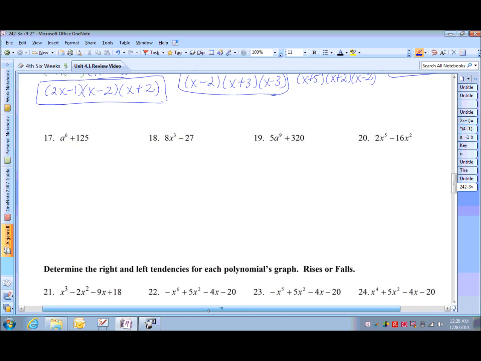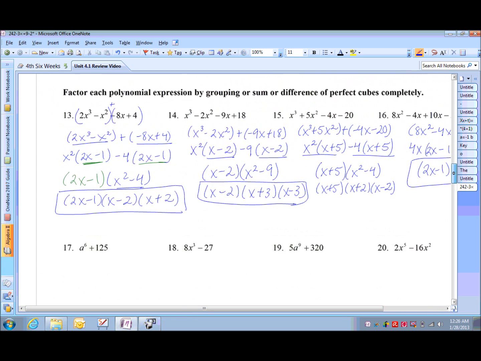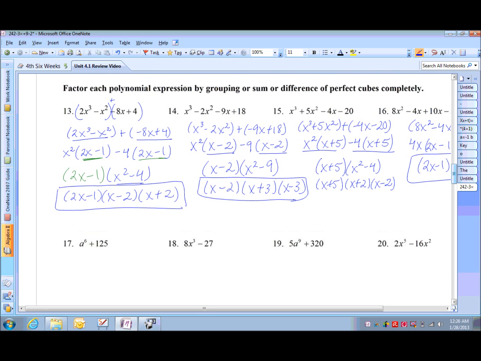Okay, so now we've done factoring by grouping. In these next problems, we should recognize that we have the sum or difference of perfect cubes. So here, x to the 6th is a perfect cube, and 125 is a perfect cube. So my a value is going to be the cube root of x to the 6th, which is x squared. And the cube root of 125 is 5.